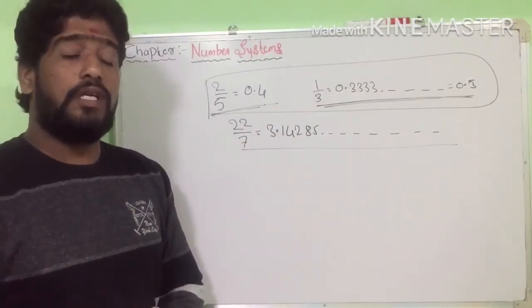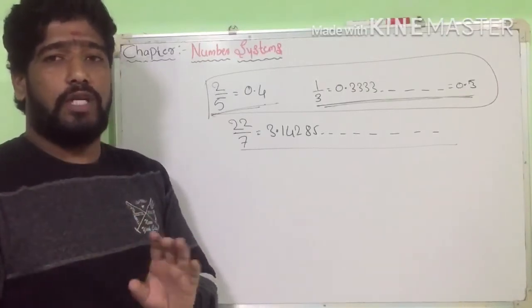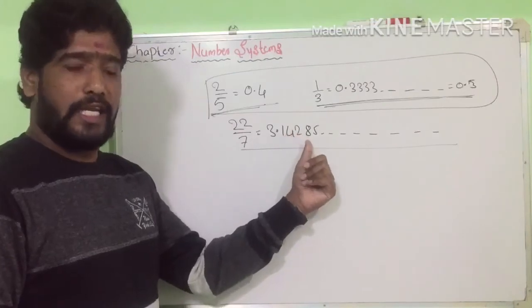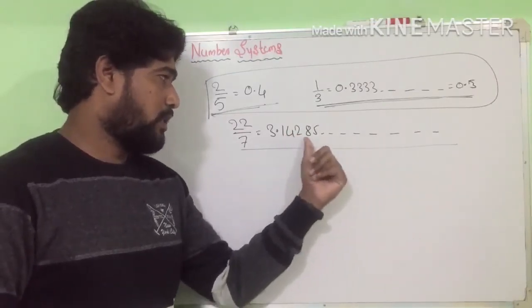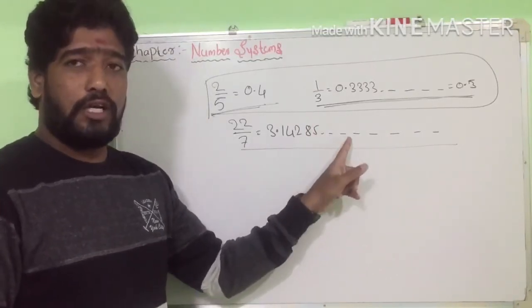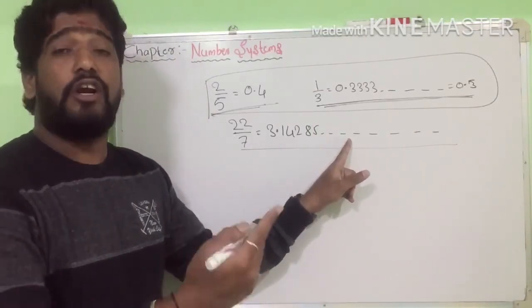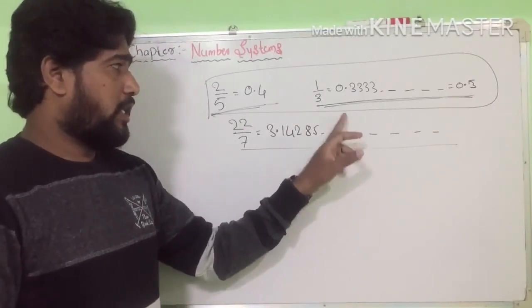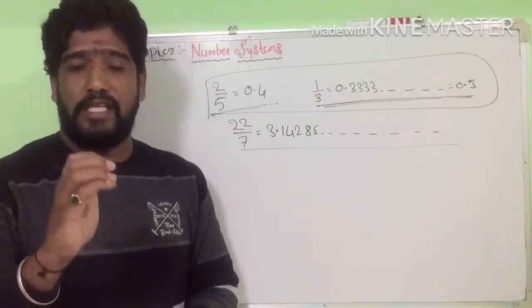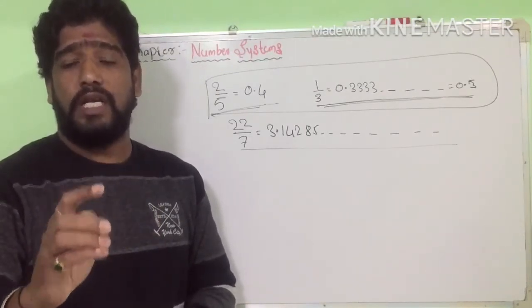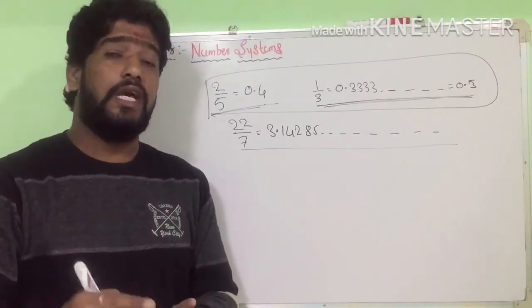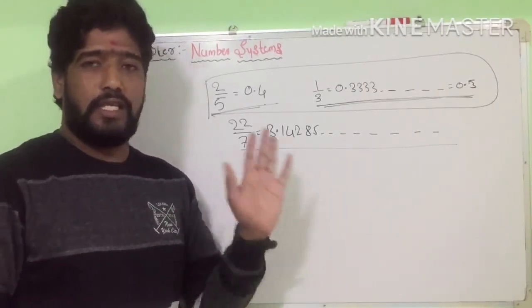Either terminating or non-terminating recurring is a rational number. And an irrational number is non-terminating and non-recurring only. Here, non-terminating and non-recurring means the number is not terminating, not countable, and not repeating also, right? Non-terminating, non-recurring is an irrational number. The decimal expression of a rational number is either terminating or non-terminating recurring, and an irrational number is non-terminating, non-recurring.